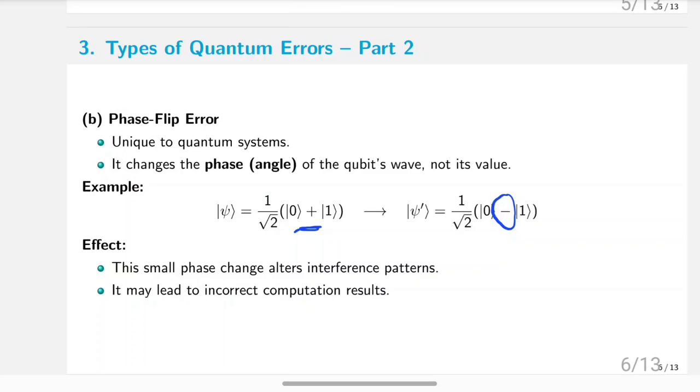You may think a minus can be easily changed, but it cannot be easily identified or changed. What happens is this tiny minus changes the whole wave interference, so the final result can be completely wrong even though the values look similar. Here if you see the values, they look similar, but this minus symbol makes the calculations go completely in vain. That you need to remember. So this phase flip error is very tough to handle in quantum.